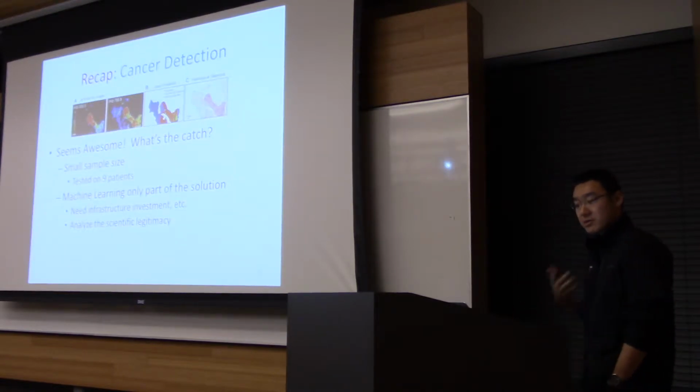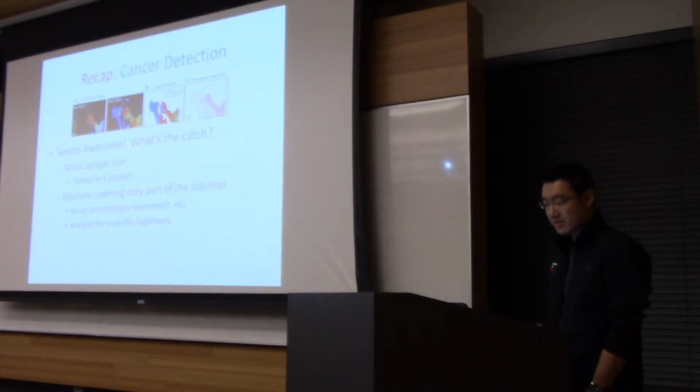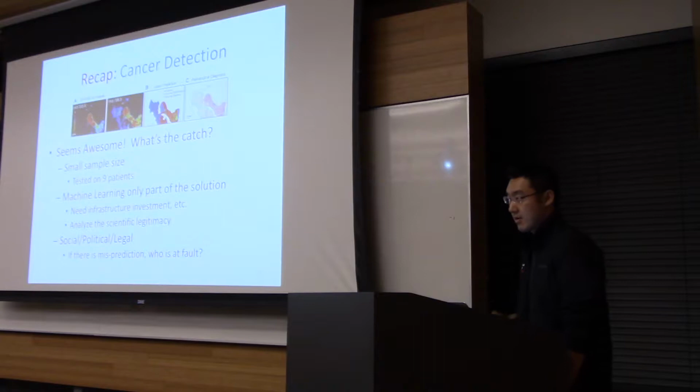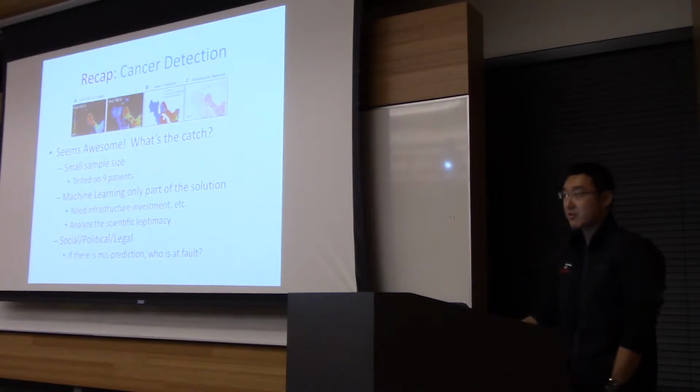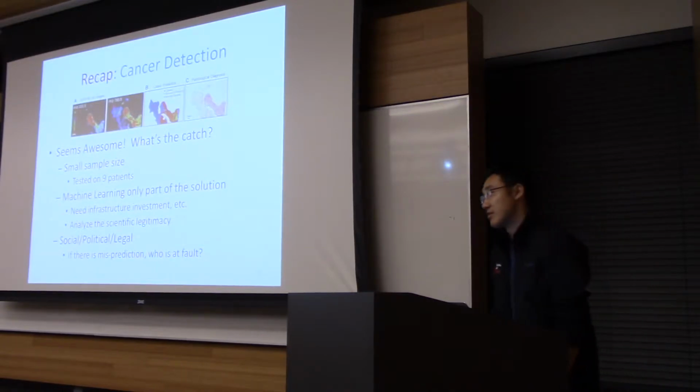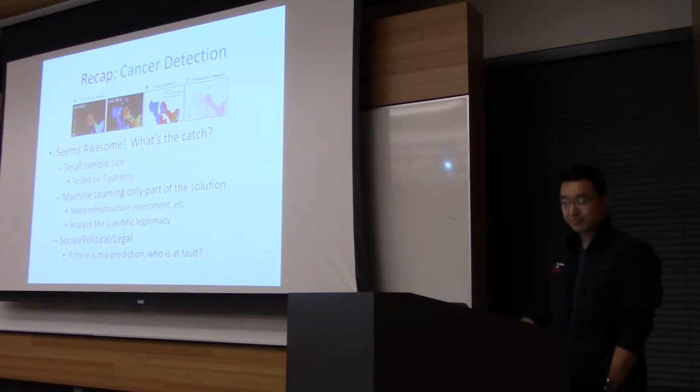Machine learning is only part of the solution. We need infrastructure, investment, agreement from the medical community. And, again, I alluded to this before, there are social, political, legal issues as well in these types of applications. If there's a misprediction, who's at fault? We're already seeing this with self-driving cars, where some of the self-driving car technologies that are being deployed now, if there's an accident, who's at fault?